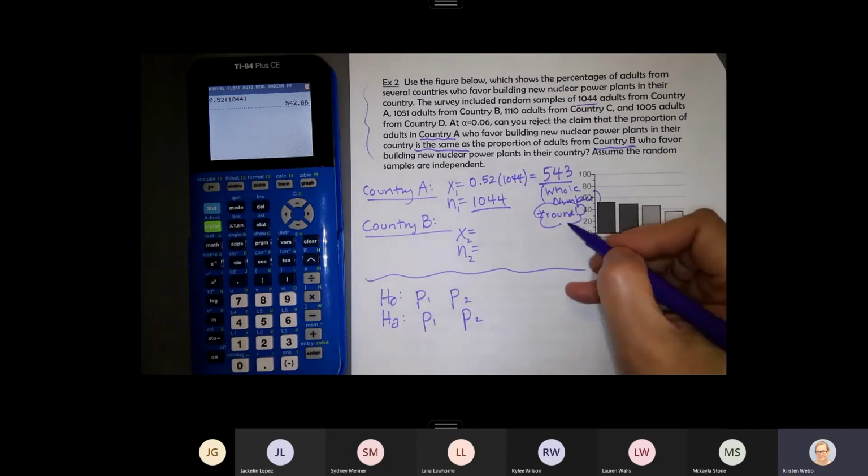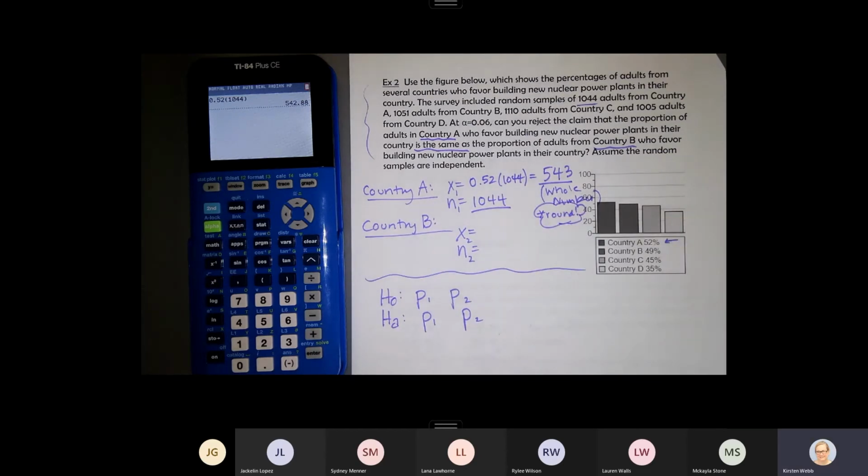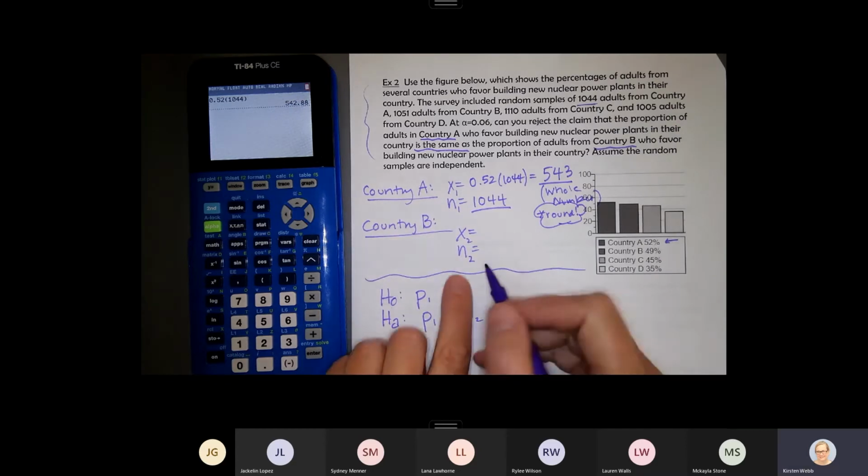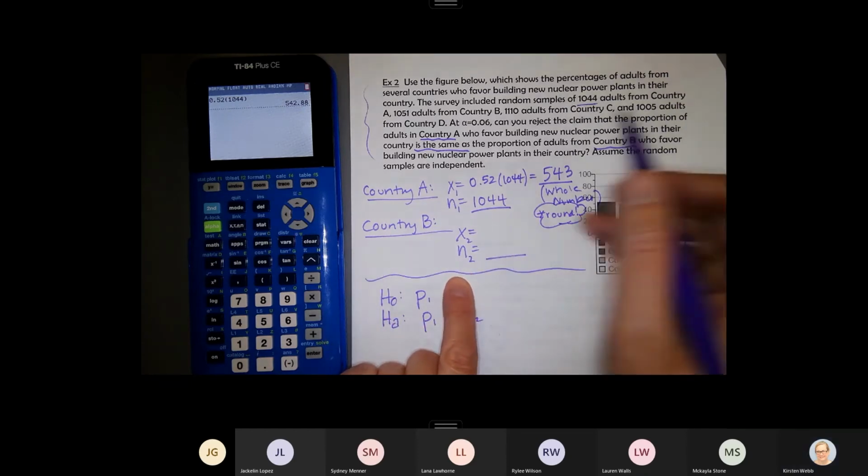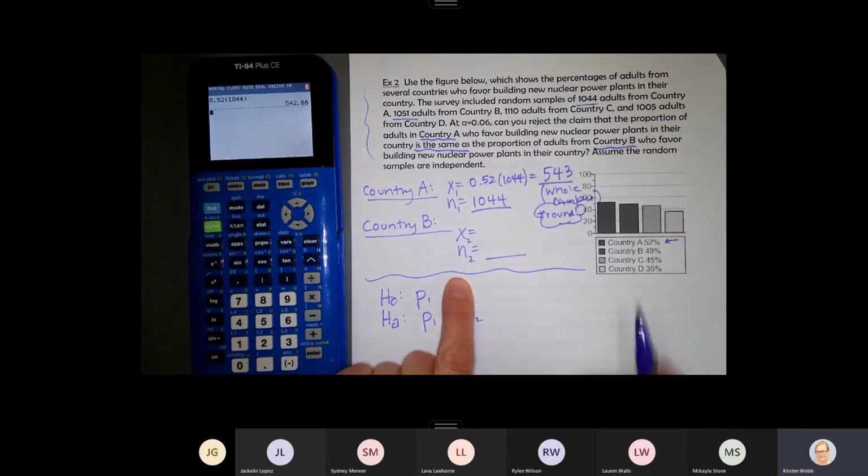In other words, those X numbers might need to be rounded. They should be whole numbers. We'll need to do the same kind of thing for country B. I'll give you a second to work on that.